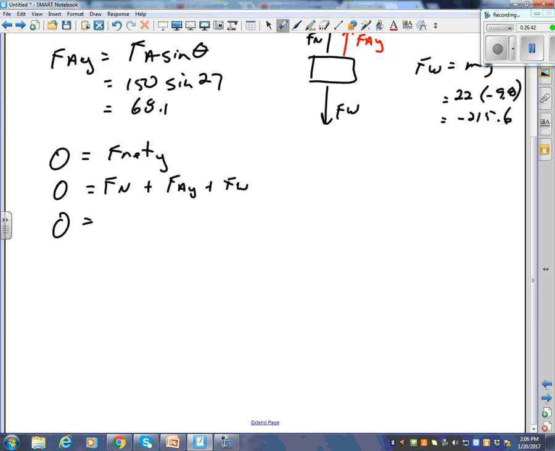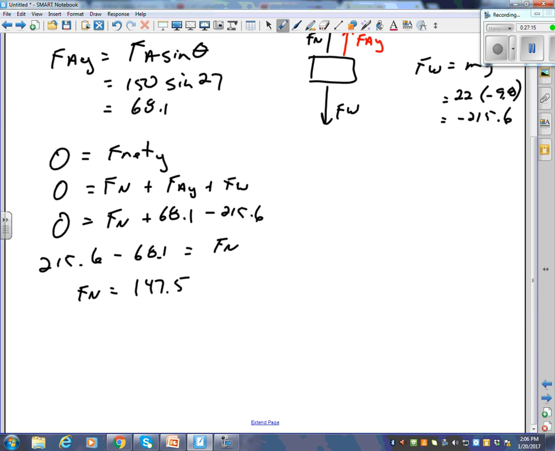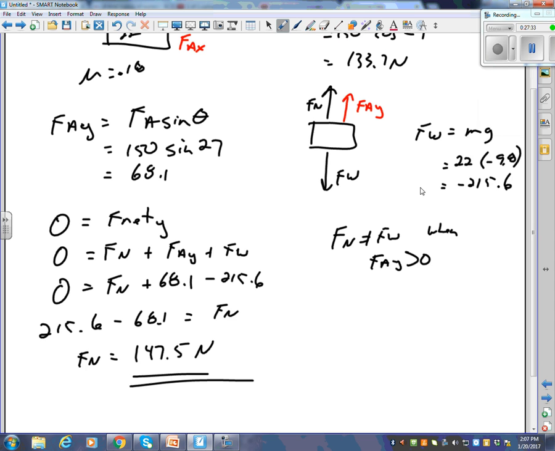Okay. We are solving for the Fn. The FAY is 68.1. And the FW is minus 215.6. Take everything to the other side. 215.6 subtract 68.1 is our normal force. And you get a normal force of 147.5 newtons. So the normal force is significantly less than the weight force. Many people, I wrote this on your tests: Fn not equal to Fw when FAY is greater than 0. If you have that on your test, it's because you didn't do this step.